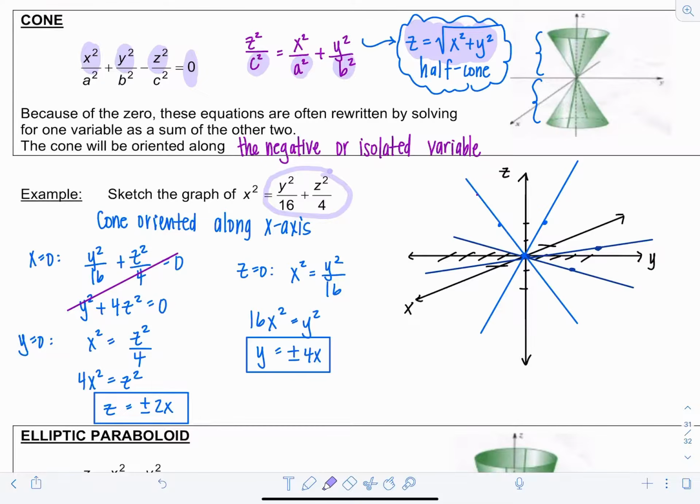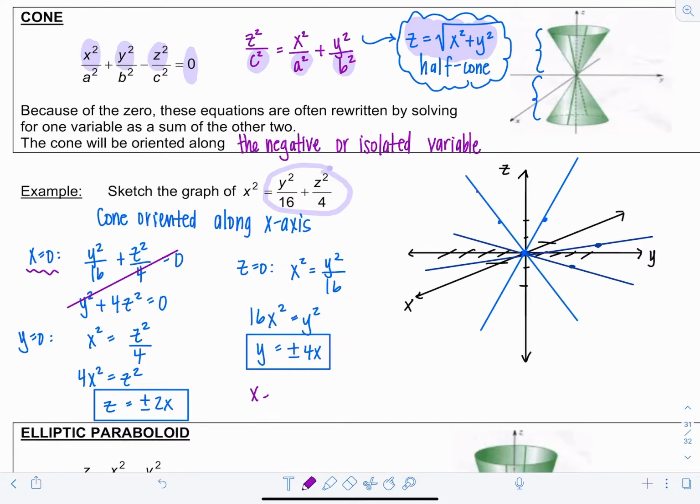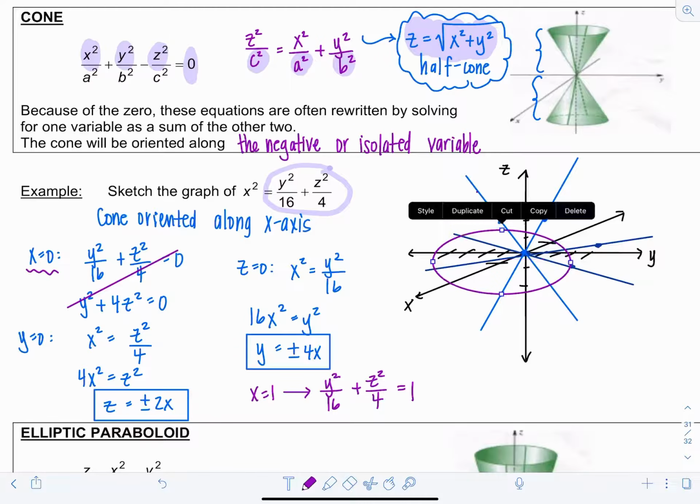Okay. So what you can do is make some more traces if you want to let x equal 1, for example. If x is 1, then you would get y squared over 16 plus z squared over 4 equals 1. So that's going to be an ellipse in the YZ plane, right? But where x is equal to 1. And so in the y direction, you would move 4 units. In the z direction, you would move up and down 2 units. So you would get this ellipse, but then that would have to be where x is equal to 1. So I would shift it over a little bit here.